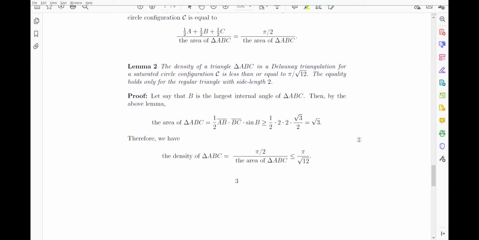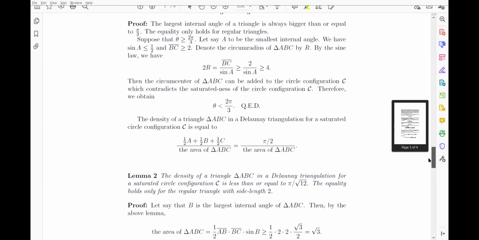So does this seem reasonable? Let's go through the details. Let's say B is the largest internal angle of triangle ABC. Then by the above lemma, the area is equal to square root of 3.